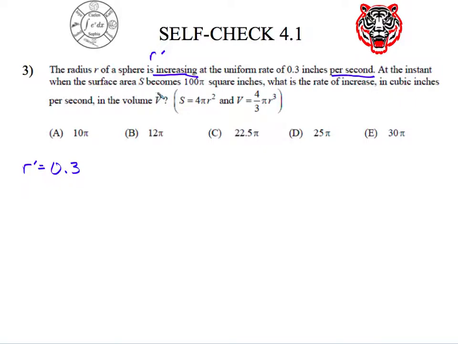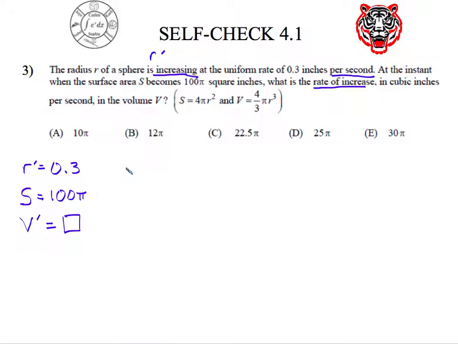At the instant when the surface area, so we have surface area, capital S, becomes 100 pi square inches, what is the rate of increase? Sorry, it's a rate. So it's going to be something prime of the volume. So we're looking for V prime.